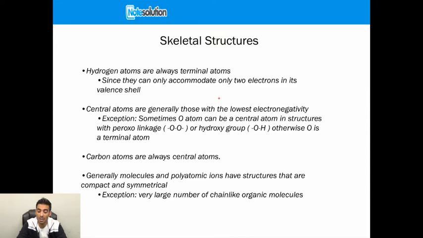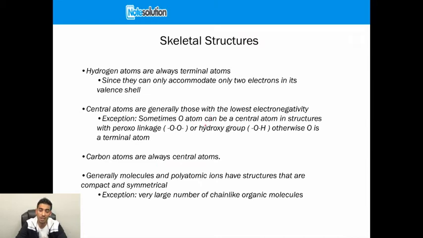Central atoms are generally those with the lowest electronegativity. So usually the central atom, the one in the middle, has the lowest electronegativity. There are of course exceptions to this rule, and one of the exceptions is the oxygen atom, which can be a central atom in some specific structures. There are two structures in which the oxygen serves as a central atom. One of them is a peroxo linkage, as you can see in this case, where we have two oxygens bonded to each other, and one of them is a central atom. Or we have the oxygen in a hydroxy group, and in a hydroxy group, the oxygen atom can serve as a central atom as well. Other than those two cases, an oxygen is always a terminal atom.